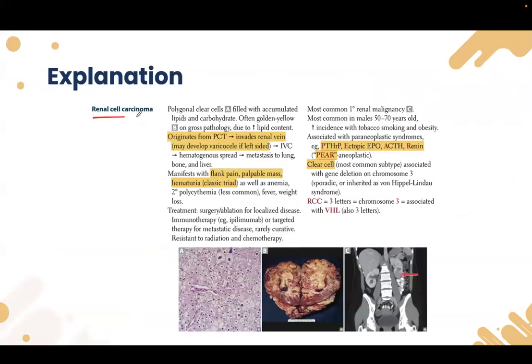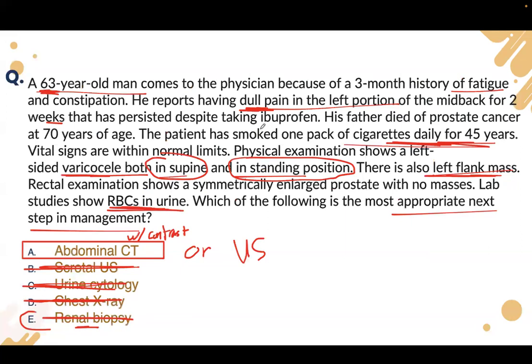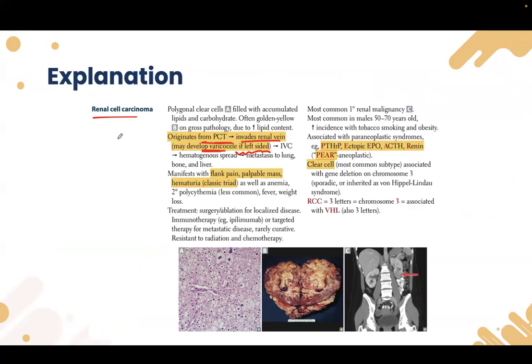Just a quick overview of renal cell carcinoma. You probably took it in your pathology. It basically originates from the proximal convoluted tubules. Now, why does it cause varicocele? As I told you, it's causing a mass lesion that's invading the renal vein, which would cause varicocele if it was on the left side. Why? Because the left side empties into the renal vein and then into the inferior vena cava. So here in this patient, we had it on the left side. So see, left varicocele in supine and standing has greater suspicion of renal cell carcinoma.